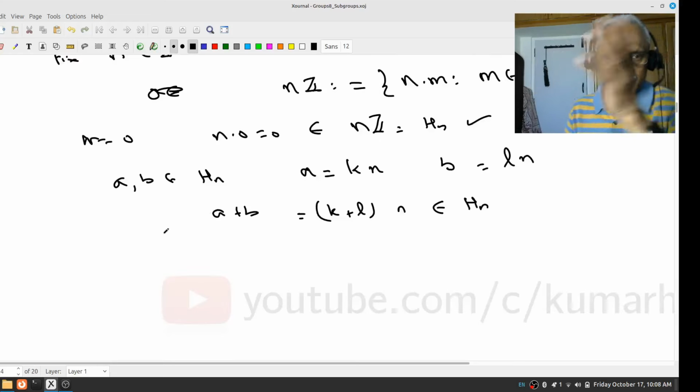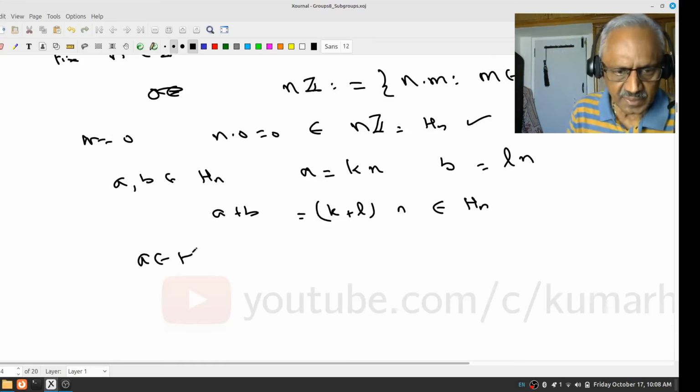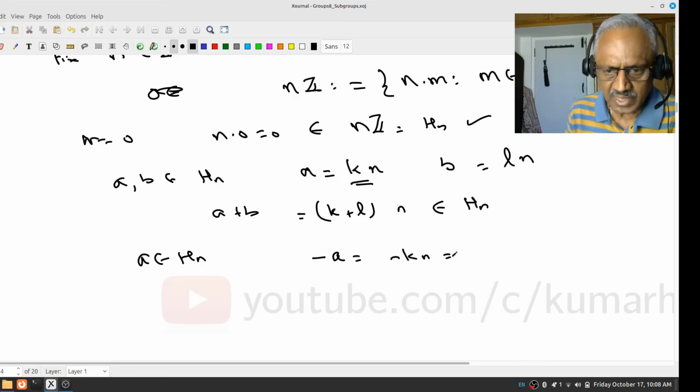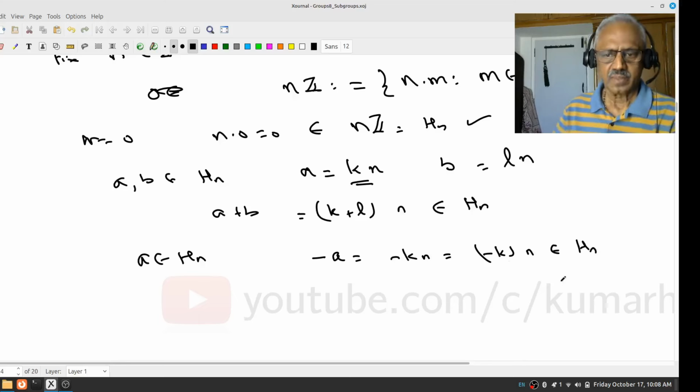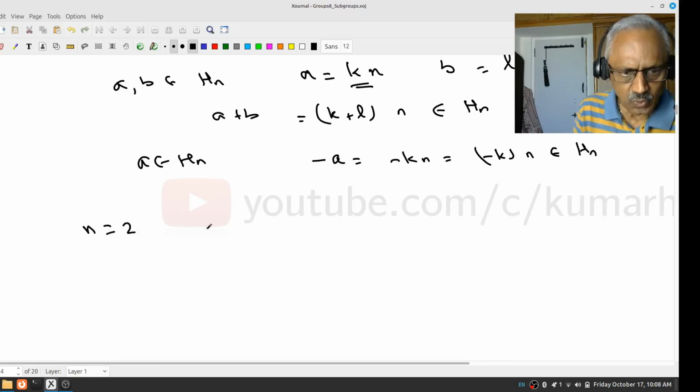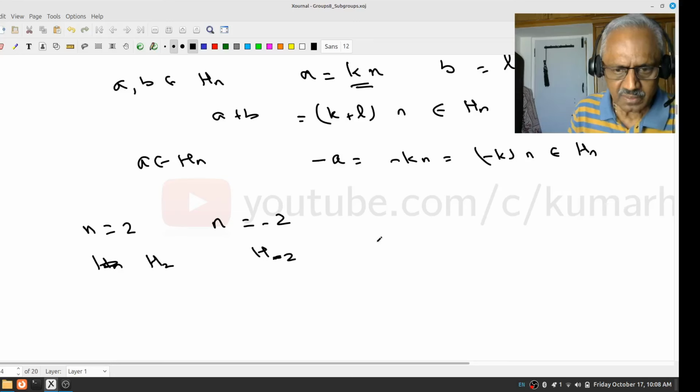This is exactly the way we checked for even integers. If A is in Hn and A is KN, then what is minus A, the additive inverse? The additive inverse is minus KN, but I can write it as minus K times N. And remember, K is an integer, therefore this again belongs to Hn. Are you following? In particular, suppose I take N equal to 2 or N equal to minus 2. Call it H2, call it H minus 2. Is there any difference?